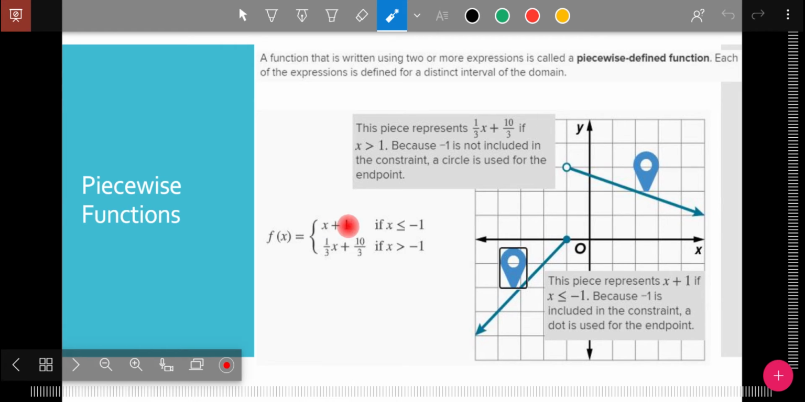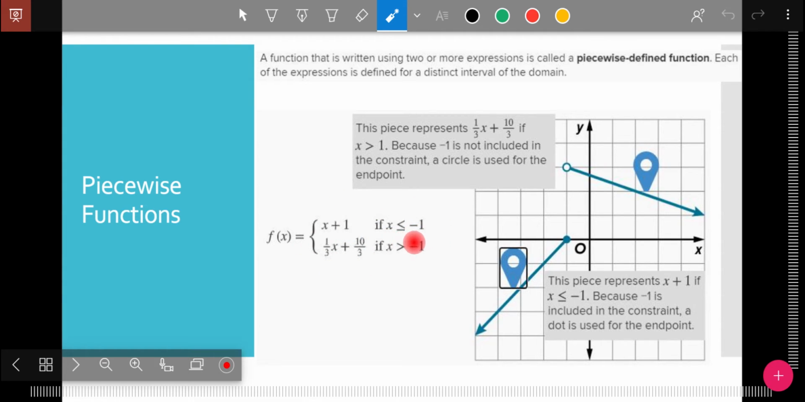In this particular example, it's going to look like this. It's going to have f of x equals and then a bracket. So this is like two different functions on one graph. And so x plus 1 is graphed here, and 1/3 x plus 10/3 is graphed there. Not correctly, but we're not going to focus on that. And then it's going to have these constraints to the domain.